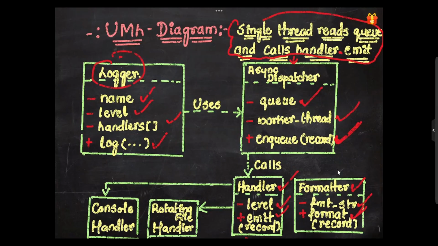The handler basically has two types: one is console, another one is rotating file. They have strictly mentioned in the question that we have to take care of the console as well as the rotating file. So this is related to the handler. This is it for the UML diagram. Just look at it carefully.